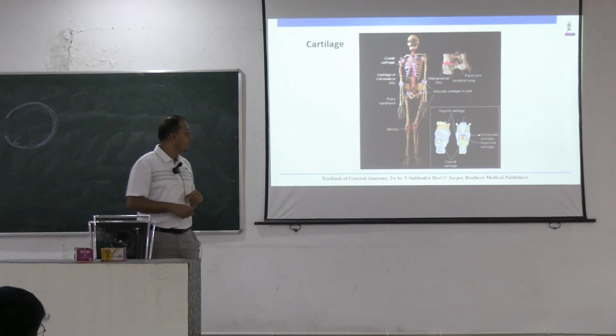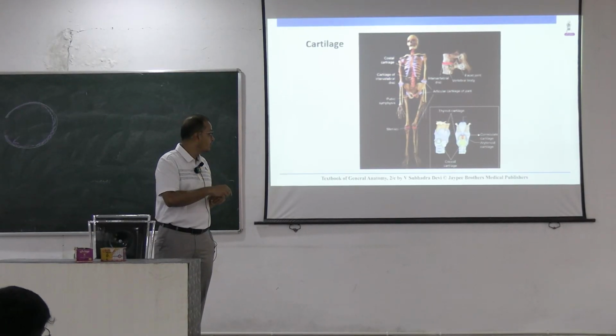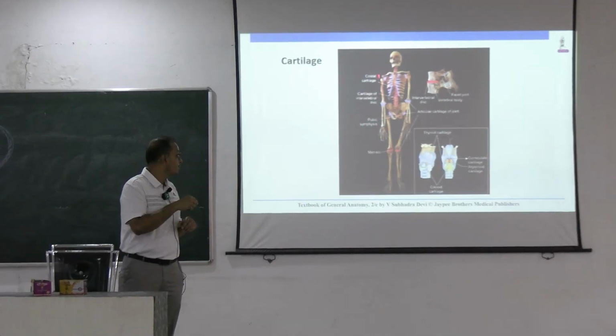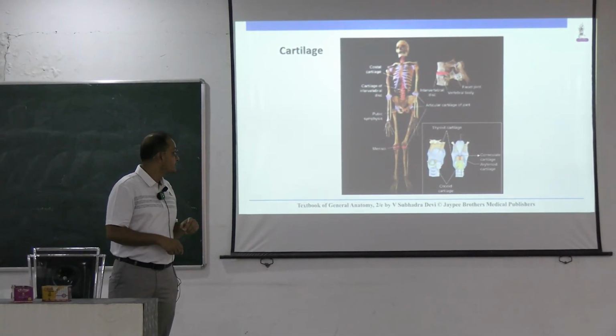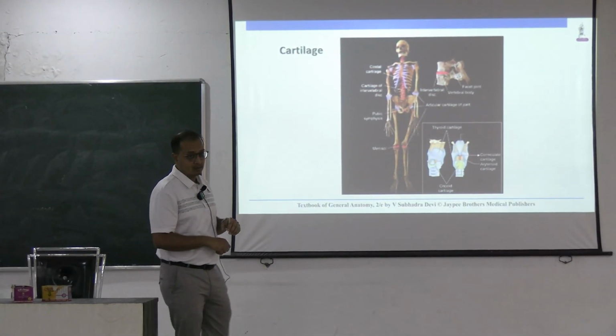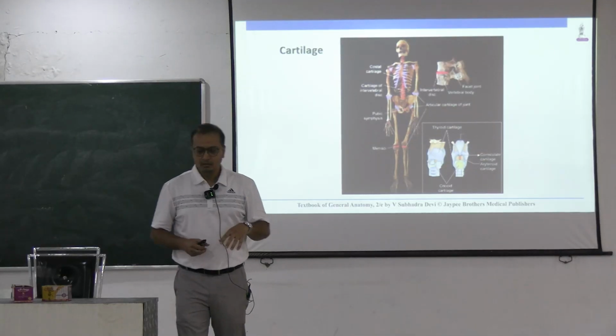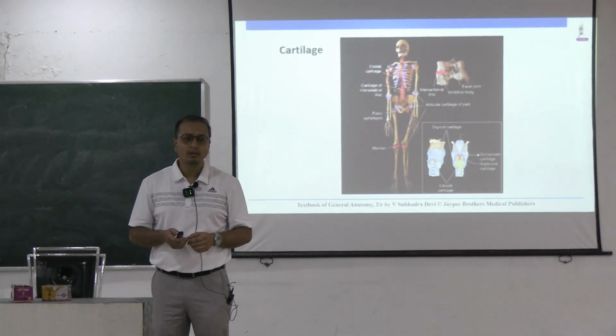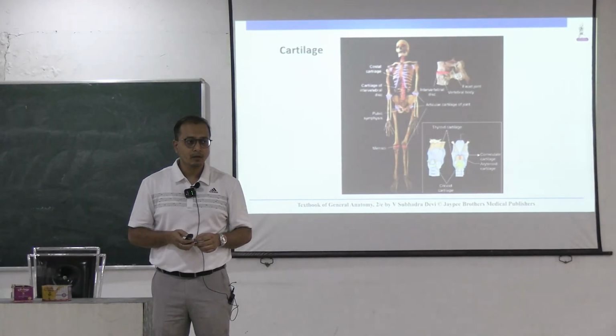We have three of them: fibrocartilage, hyaline cartilage, which looks like glass, and elastic cartilage. They are present in the pinna, voice box, etc. The other details of these microstructures we'll talk about in the histology classes. All right. So this is about the bone.